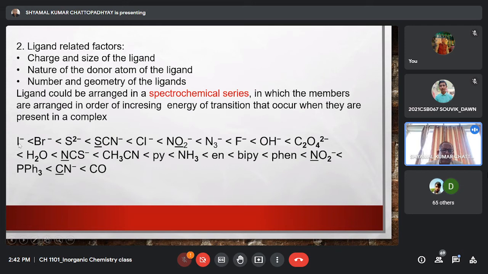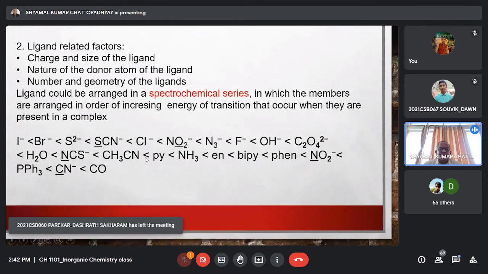That means on the left hand side we have the ligands with the highest ligand field, and on the right hand side we have the ligands with the lower crystal fields. But the form in which I have written here is the most well documented form. As we go from left to right, gradually the crystal field strength increases.